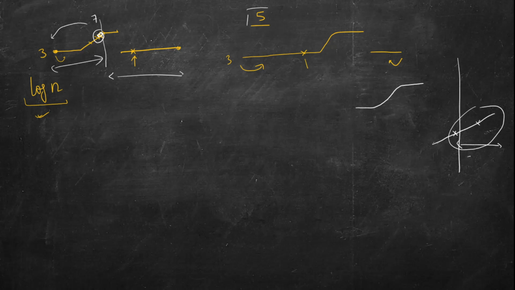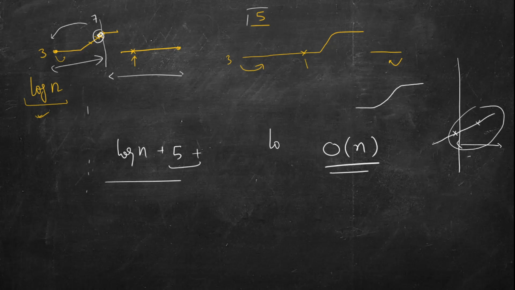But in the average scenario, if we have log n steps to converge, it may take maybe log n plus 5 or log n plus 4, some constant value on average case. But you cannot justify that. So worst case we will assume O of n. But on average it will be O of log n.